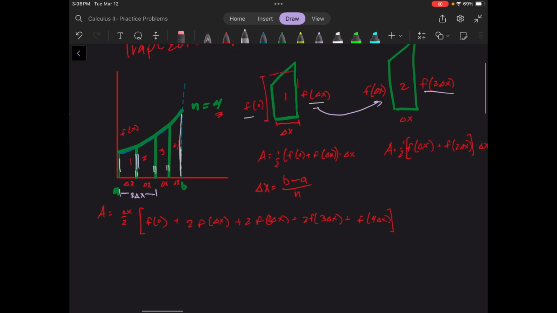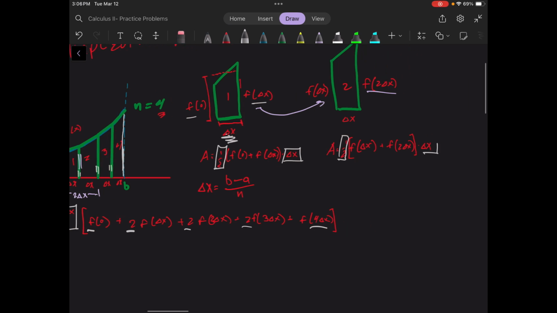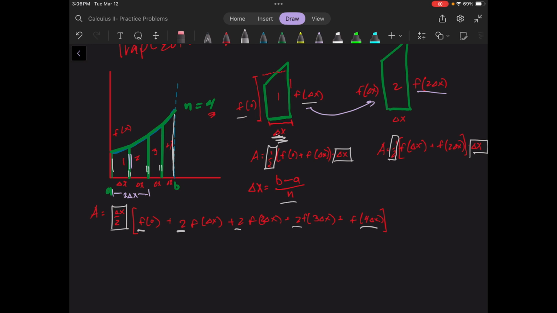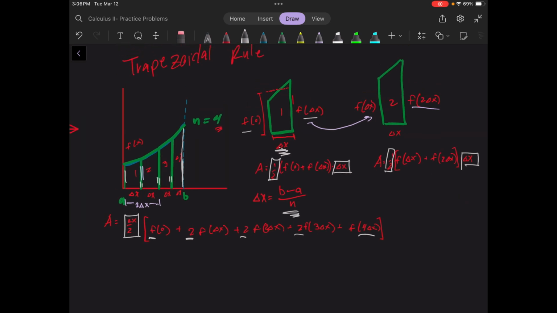So you can see the pattern. Everything besides the first and last term has a coefficient of 2. And out front is that delta x over 2. The 2 comes from the 1/2 in front of all of them, and the delta x comes from multiplying by the height of the trapezoid. And remember, we could write that delta x as b minus a over n. I prefer to just leave it as delta x. So this is the formula we'll be working with. It's fairly easy to memorize once you understand what's happening.